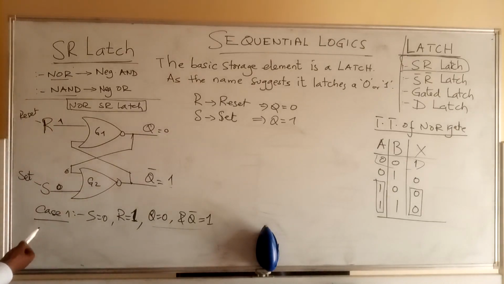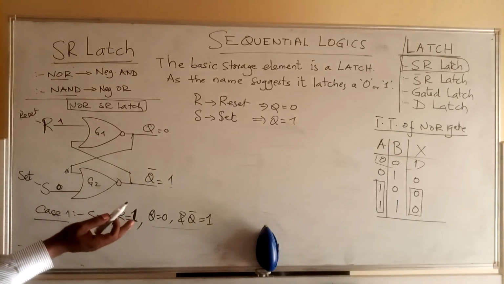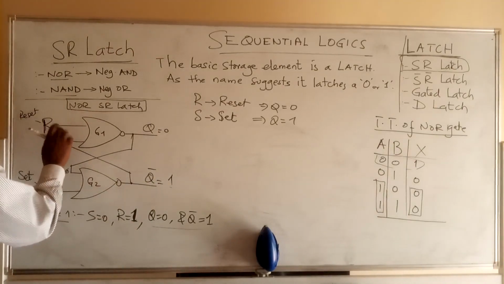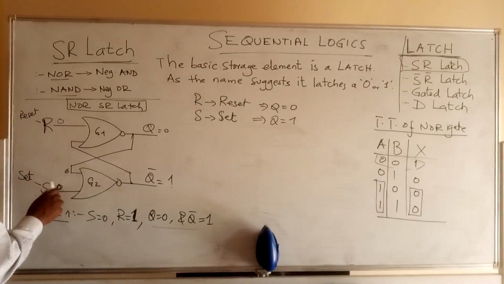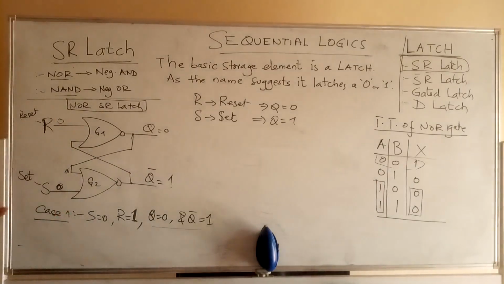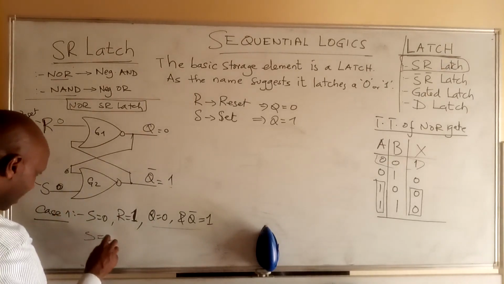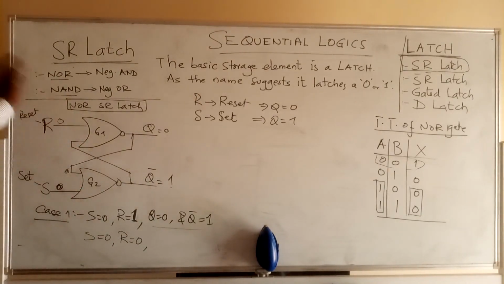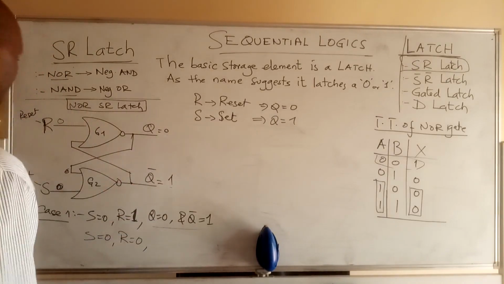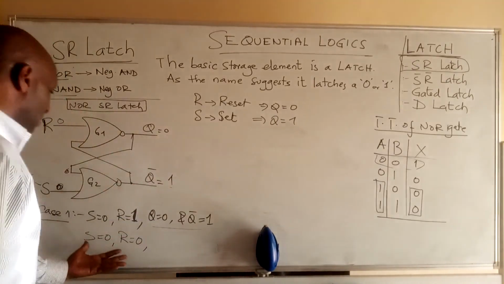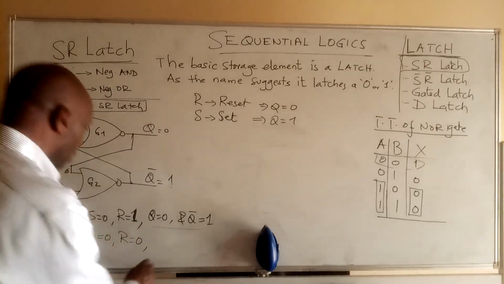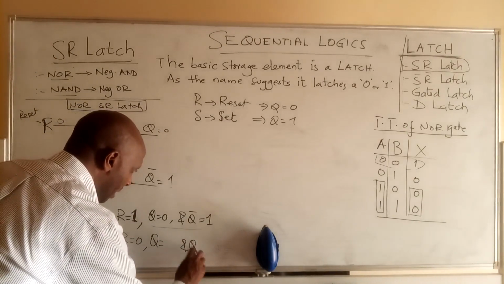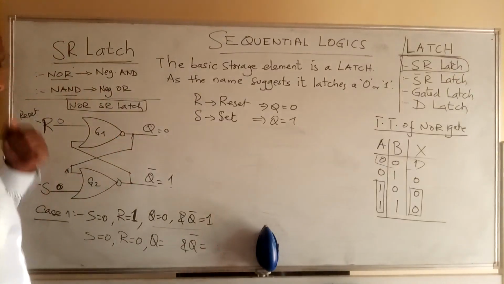So if you change the inputs, or simply we remove the inputs, let us remove the inputs. Okay, 0, 0. So it will remain 0, 0. So I have removed the inputs, 0, 0. Now, if I remove the inputs, what will happen to Q and Q bar? What will happen to them?